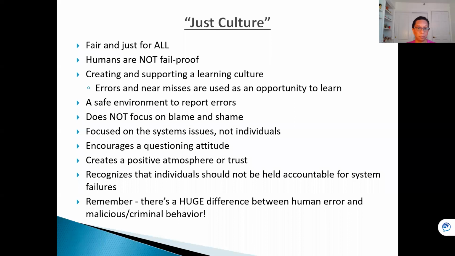So humans are not fail-proof, and we need to create a supporting and learning culture. So understanding errors are going to happen, but we're going to learn from them. They're mistakes, and they happen. How do we mitigate them? How do we prevent them as best as we can? But we need to use them as opportunities to learn.